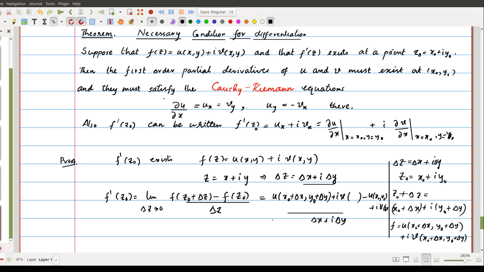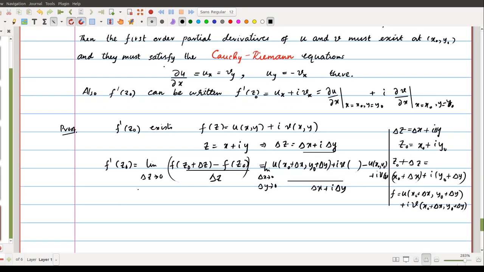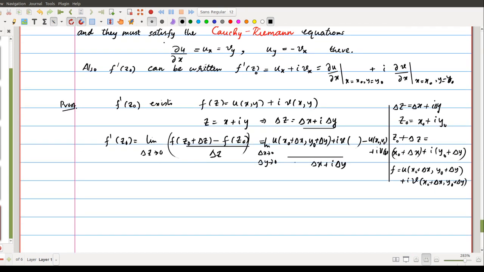Okay, so this is the quotient difference, and we have to take the limit. Instead of taking delta z tends to 0, we take delta x tends to 0 as well as delta y tends to 0 simultaneously. So this is the translation of this limit to x and y.